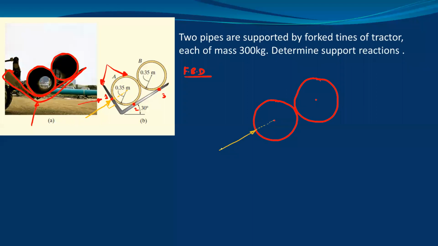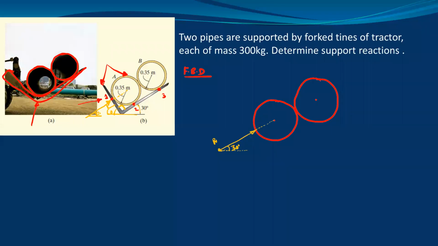Then this reaction, which is R1, has an angle with respect to the horizontal. Here you can observe this is 30 degrees, this angle is 90, and this angle will be 180 minus 90 minus 30, so this is equal to 60 degrees. If this is 60 and this is 90, then this angle will be 30 degrees. So this is the R1 reaction.